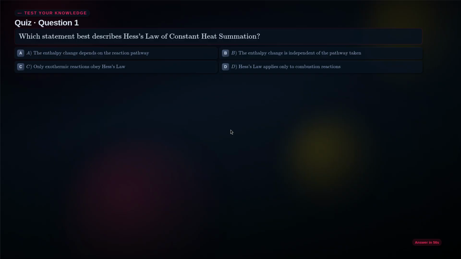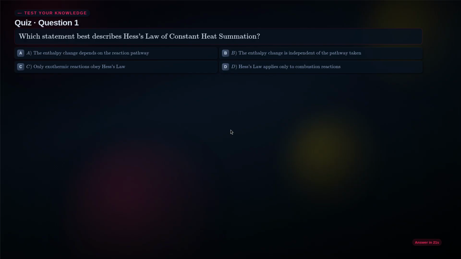Test your knowledge with this question. Which statement best describes Hess's law of constant heat summation? Option A. The enthalpy change depends on the reaction pathway. Option B. The enthalpy change is independent of the pathway taken. Option C. Only exothermic reactions obey Hess's law. Option D. Hess's law applies only to combustion reactions.